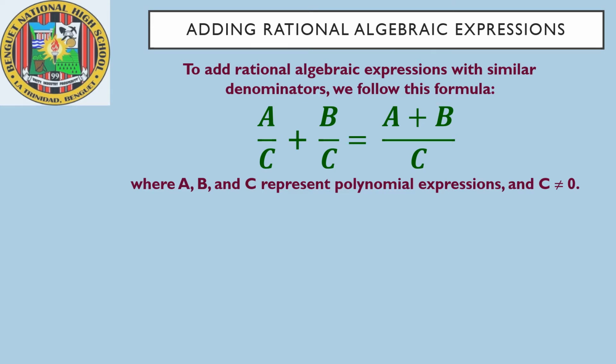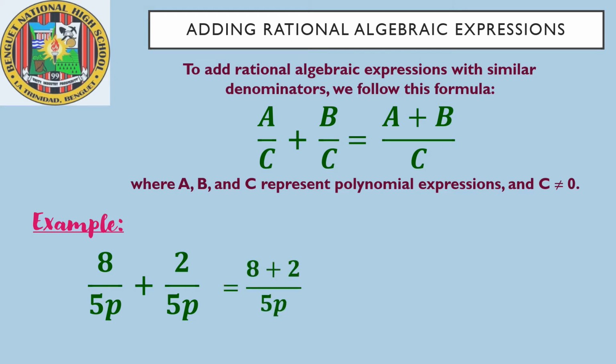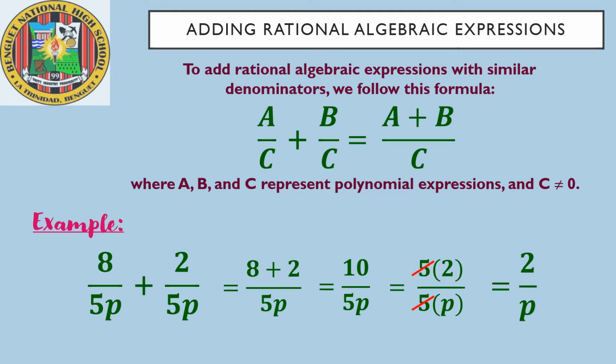Take, for example, 8/5p plus 2/5p. We see that both of the expressions have the same denominator. Therefore, we can simply add 8 and 2 and copy the common denominator 5p. Doing that will give us 10/5p. However, this expression can be simplified. So we do that by factoring out and canceling 5, which is the common factor between the numerator and denominator, leaving 2/p as our final answer.